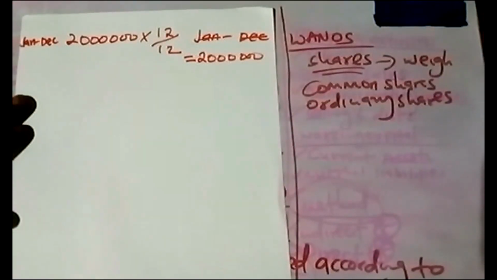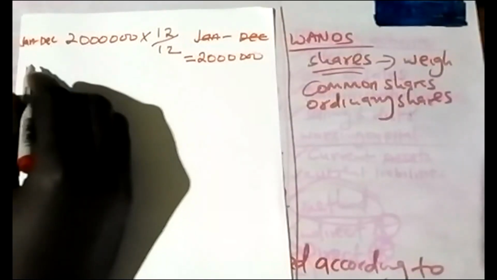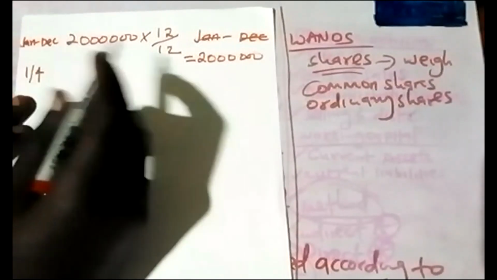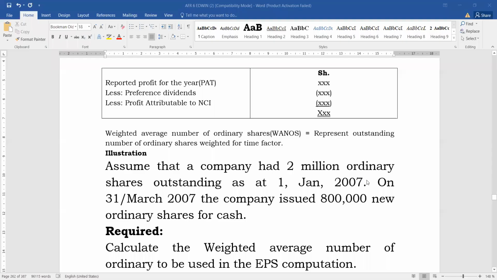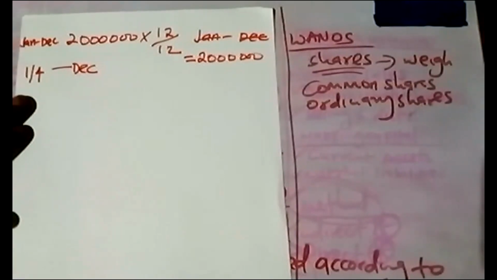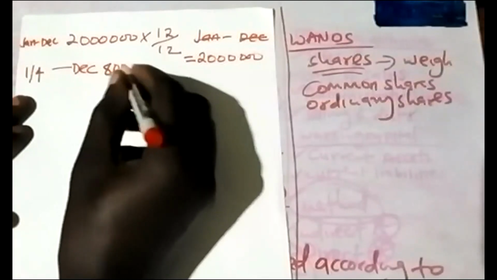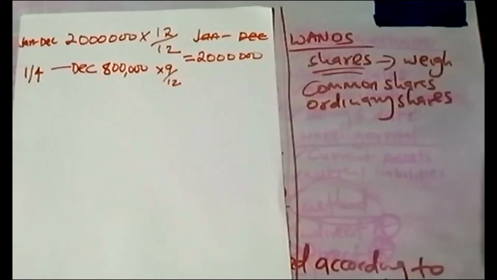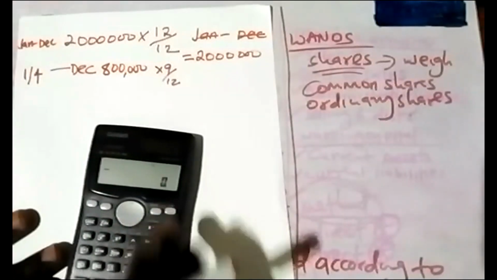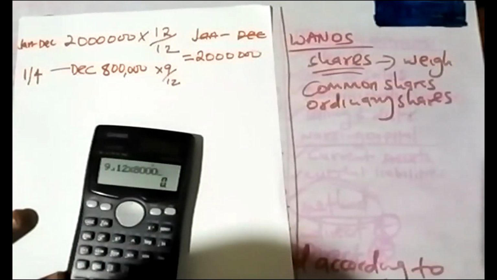Then they issued others on 31st March, which means that is from April 1st to the end of the year, which is December. It was at the end of March, so from 1st April to the end of the year is when you weigh the 800,000. Those are 9 months. If you use your calculator well, you can give me the answer. If I take 9 out of 12 times 800,000, that is 600,000.